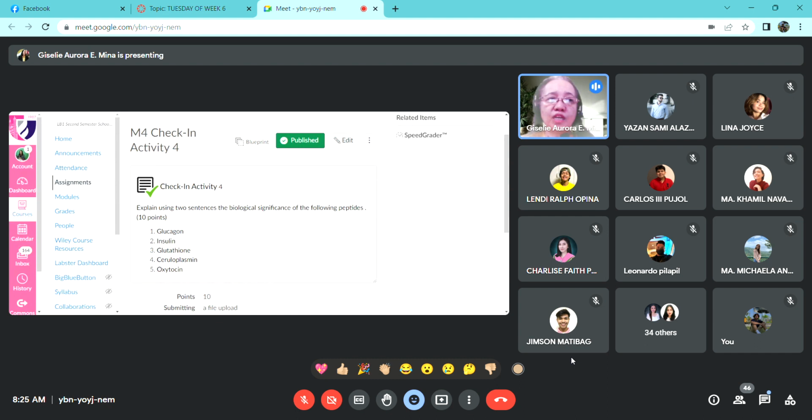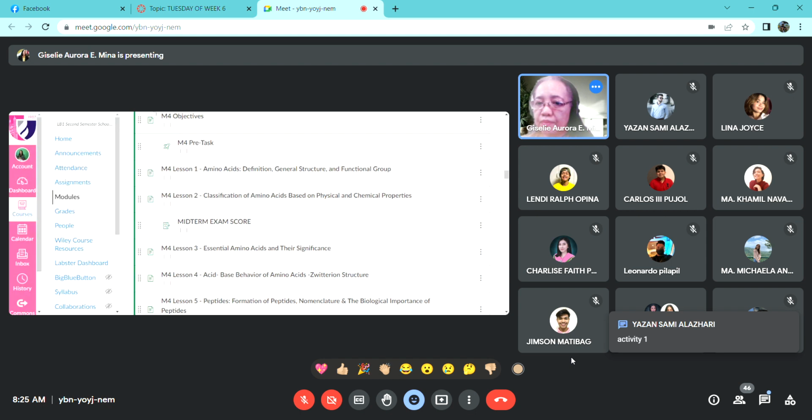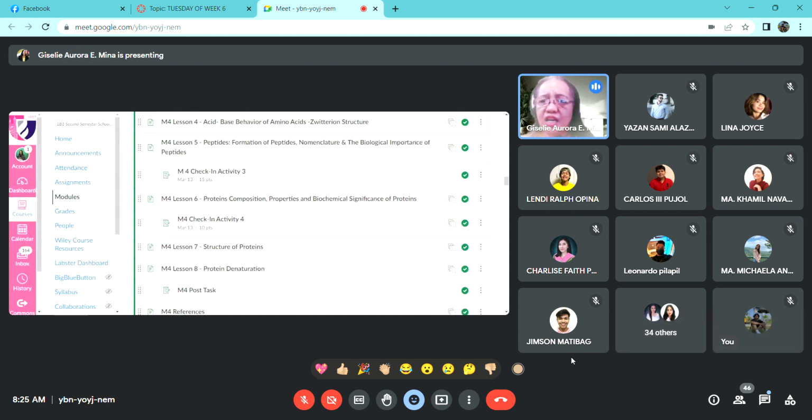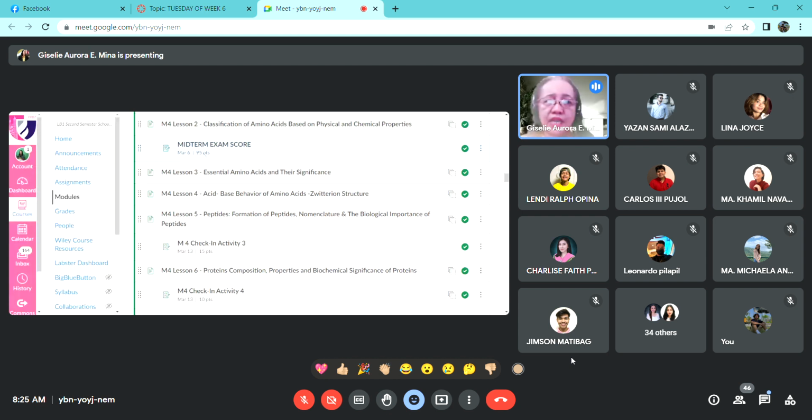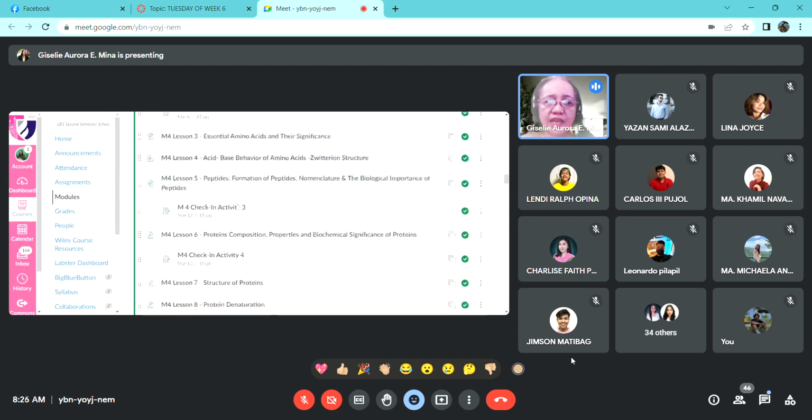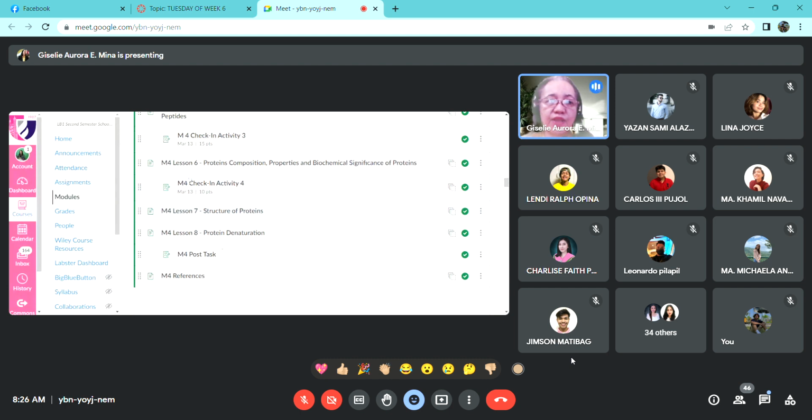There are only 2 check-in activities that I have assigned to you. I did not assign check-in activity 1 and activity 2. So if you observe, kaya nga always refresh your gadget, class. I only assigned the pre-task, this one, and then I have here module 4 check-in activity 3 and module 4 check-in activity 4. Okay? And then you will be having the module 4 post-task. There is no activity 1. Only module 4 check-in activity 3 and 4.